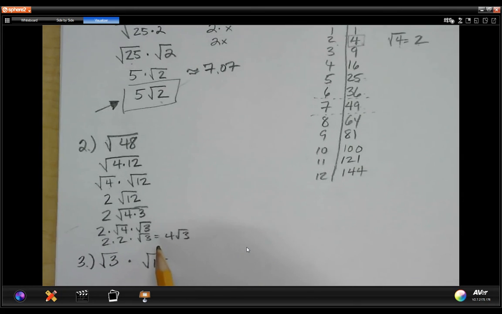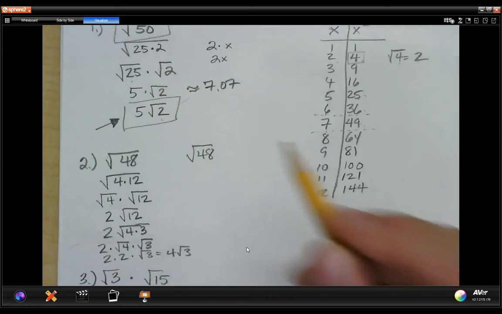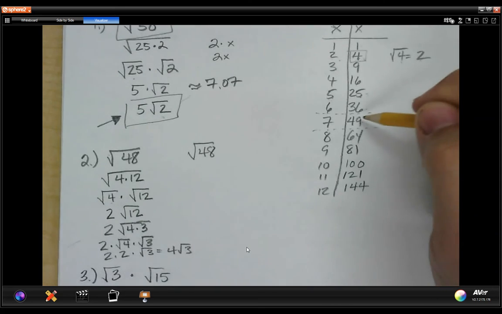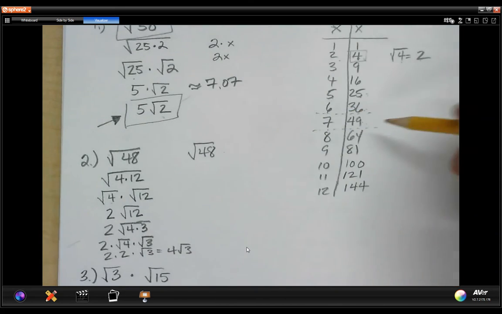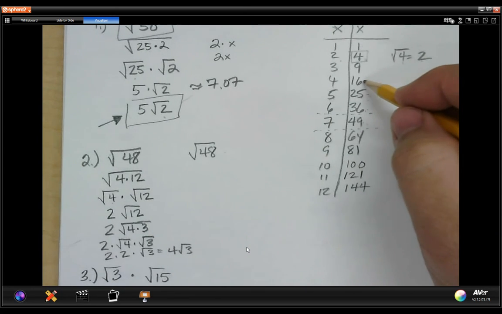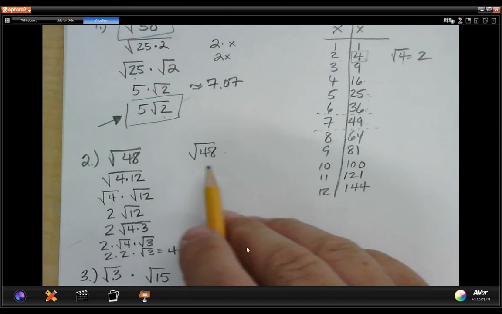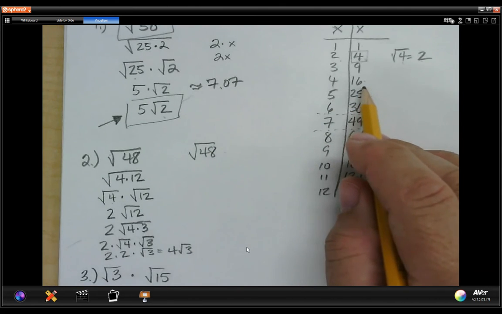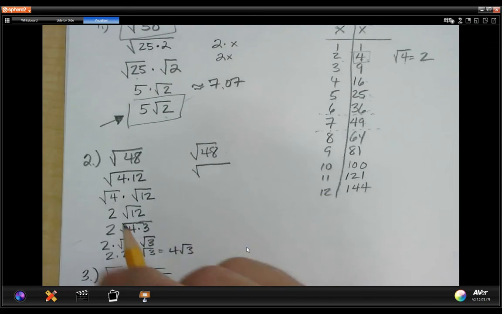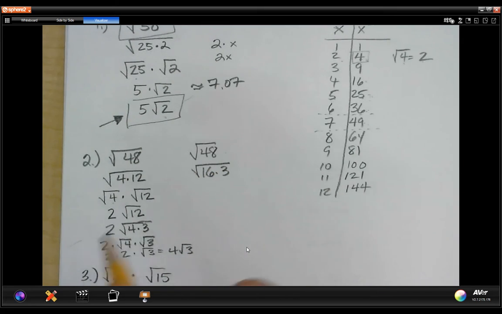But I could have actually saved myself a whole lot of work. Watch this. Let's start with the square root of 48. Remember I said you always want to find the biggest number that will go into these. And here's why. 36 won't go into 48 evenly. 25 won't go into 48 evenly. But 16 may in fact go into 48 evenly. If you do 48 divided by 16, you get 3. So we could have rewritten this as 16 times 3.